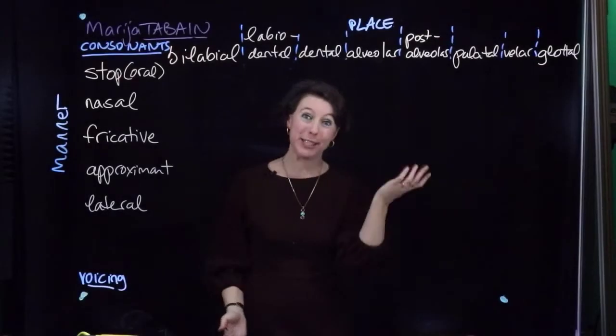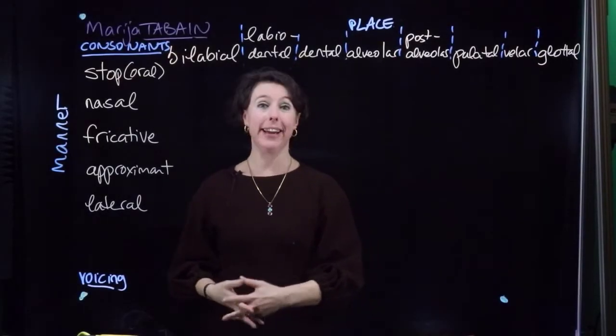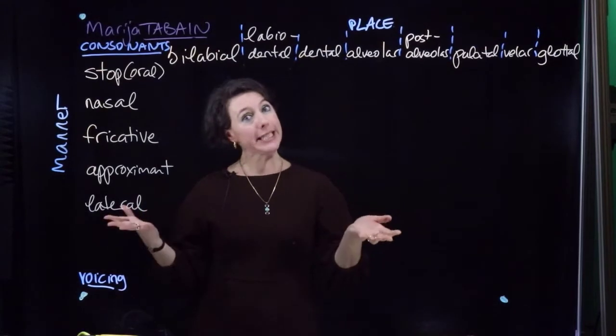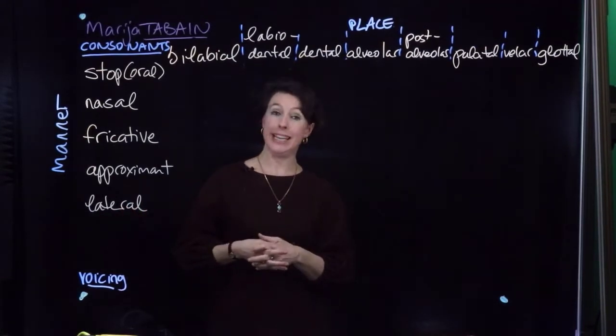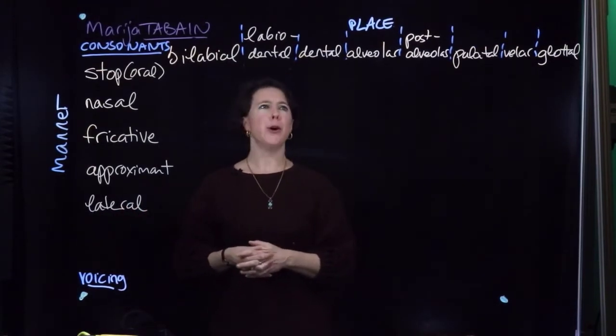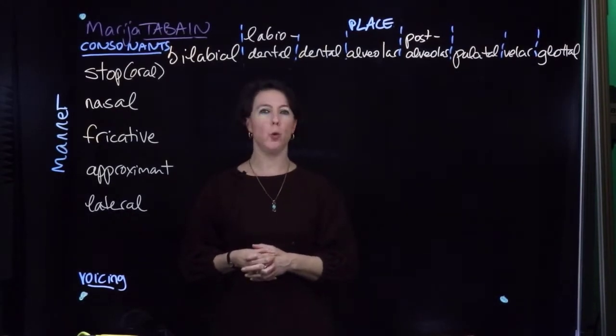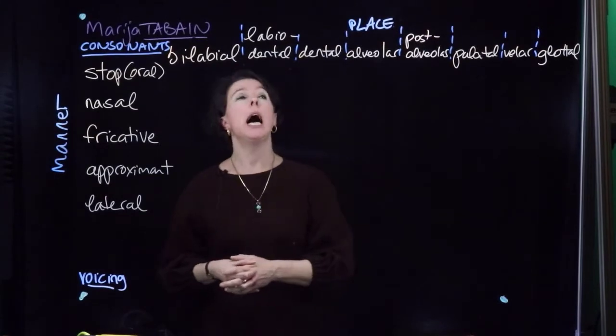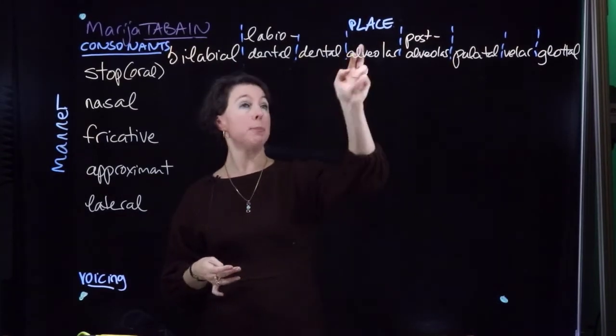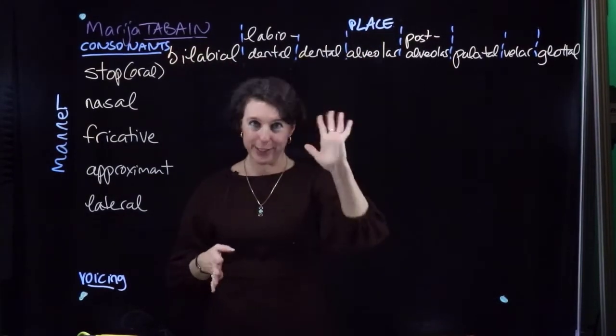Okay, so this is Maria Tabane, and today I'm doing the consonants of Australian English. So there's three main things we need to describe consonants. The first one is place, and we're going to go through these, don't worry.